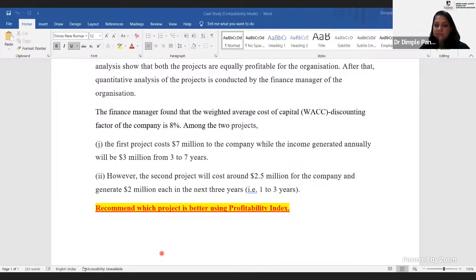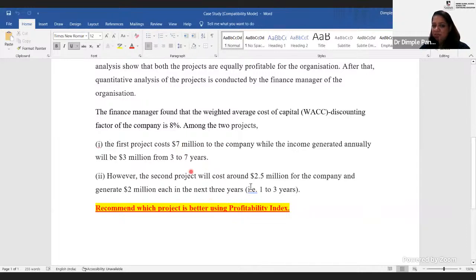So you have two projects. Now, if you are the finance manager, the first project would cost you $7 million and it will generate $3 million, not in the first and the second year, but from the third year to the seventh year. Okay. And there's another project which will cost $2.5 million and you will get $2 million every year for the next 3 years. Now, can you see here?